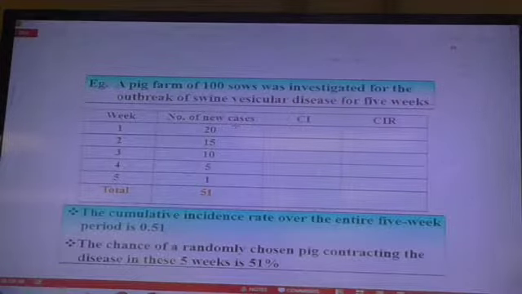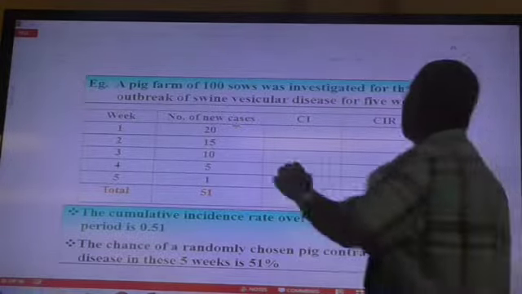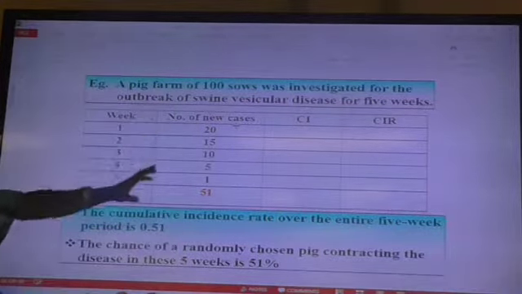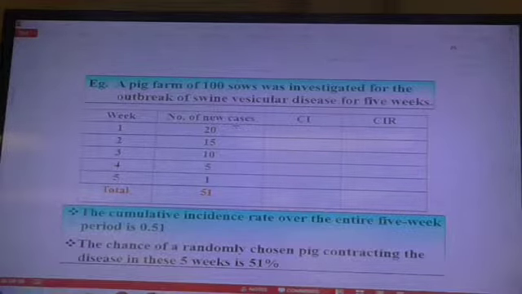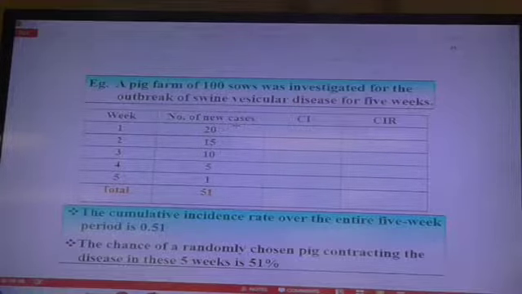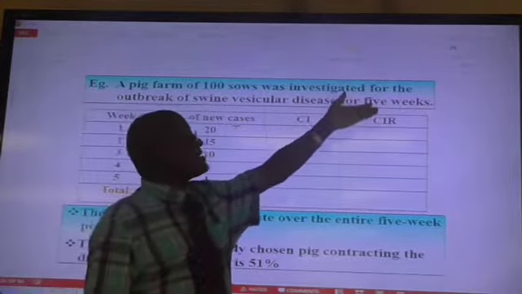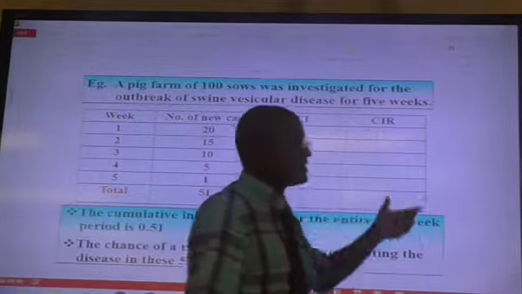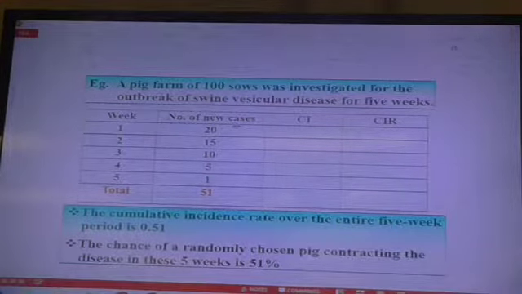So it says a pig farm of 100 sows was investigated for the outbreak of swine vesicular disease for 5 weeks. So that is really what makes it cumulative, for 5 weeks. What you report now is in a 5 weeks period. You don't go day by day or week by week. You can count them week by week, but the reports come for this specified period of 5 weeks. As I said, you can collect the data by day, but the report always comes during that study period.